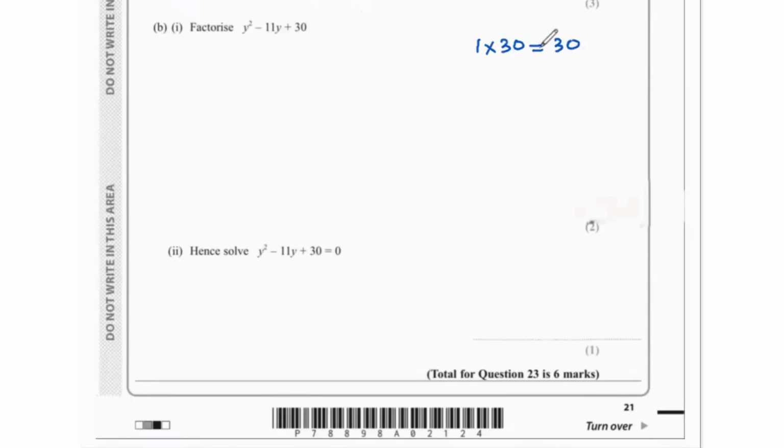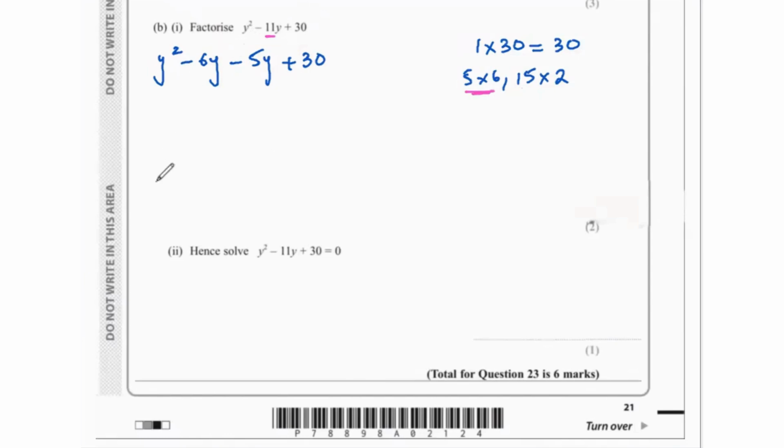Once we've done that, we need to find factors of 30. Apart from 1 times 30, we have 5 times 6 and 15 times 2. The next step is to choose the set of factors which when added or subtracted give us the middle term, which is 11. That's going to be 5 and 6, because 5 plus 6 is 11. So we replace negative 11y with negative 6y minus 5y. Everything else is exactly the same. The only thing that changes is the middle term.